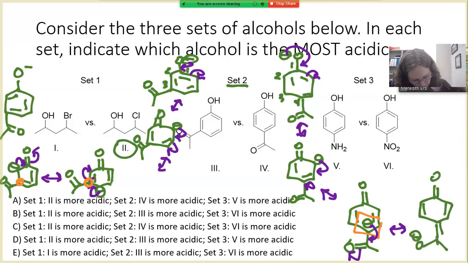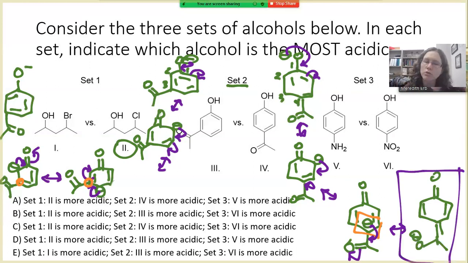So this resonance contributor right here is the key difference between molecule 3 and molecule 4. Molecule 4 can push the electron density out onto the acetyl group because of its position on the aromatic ring. So that's really important because it means that molecule 4 is more stable than molecule 3 because it has an additional resonance contributor. All right, so that's how we solve 3 versus 4.